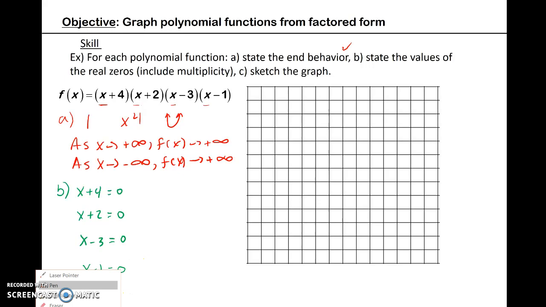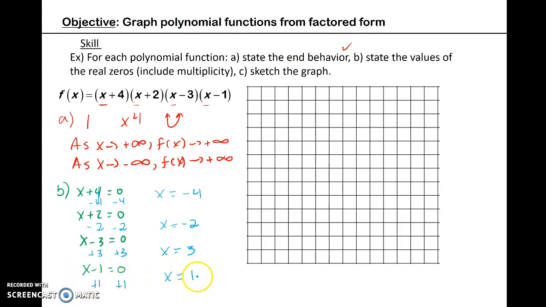for our x value. I'm going to subtract 4 on each side, which gives us x is equal to negative 4. Here I'm going to subtract 2 on each side, so that tells me x is equal to negative 2. Here I'm going to add 3 to both sides, so therefore x is equal to 3, and I'm going to add 1 to both sides for this factor, giving me x is equal to 1.